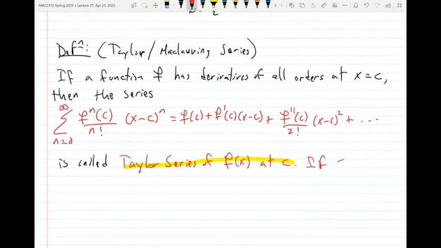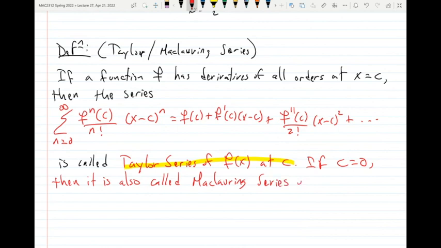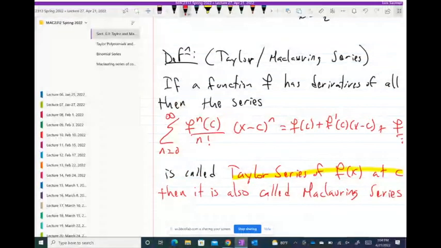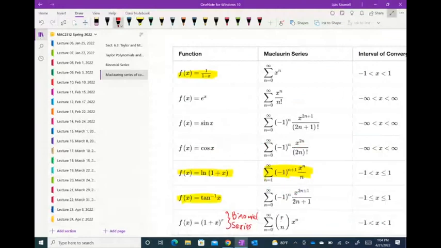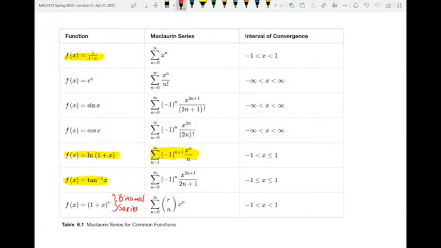So if c is equal to 0, then it is also called the Maclaurin series of f. Okay? So, for example, what you see in this table is a table of all the Taylor series centered at 0, or the Maclaurin series, of these functions that you see here. Okay? As I mentioned, we already know three.